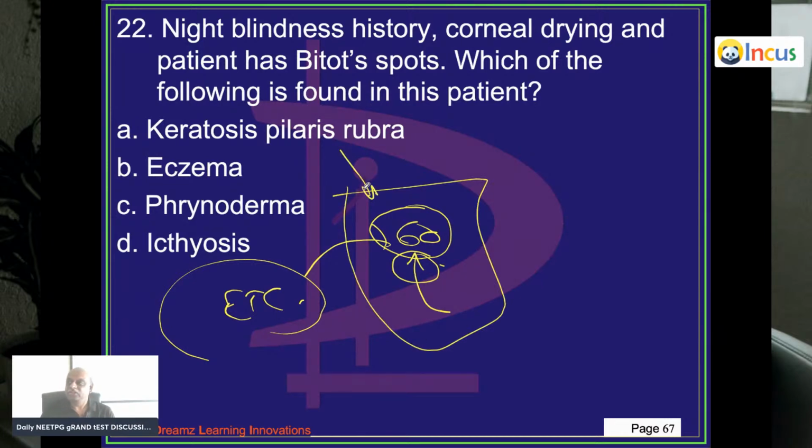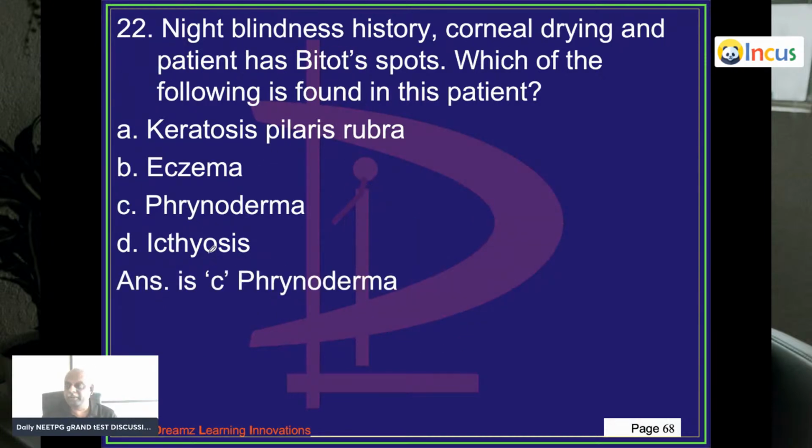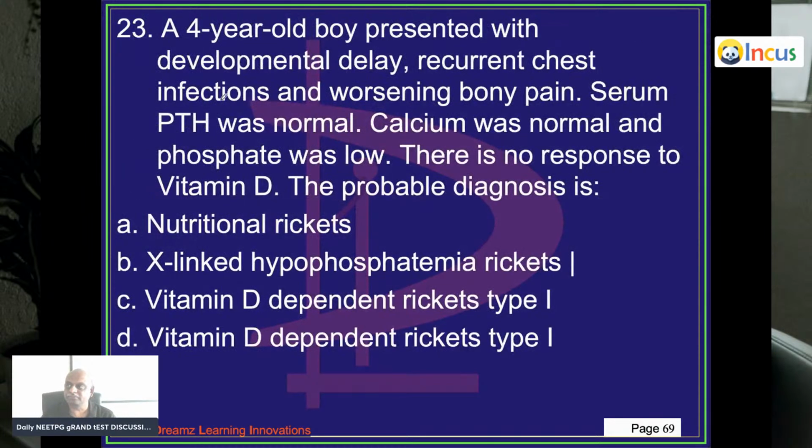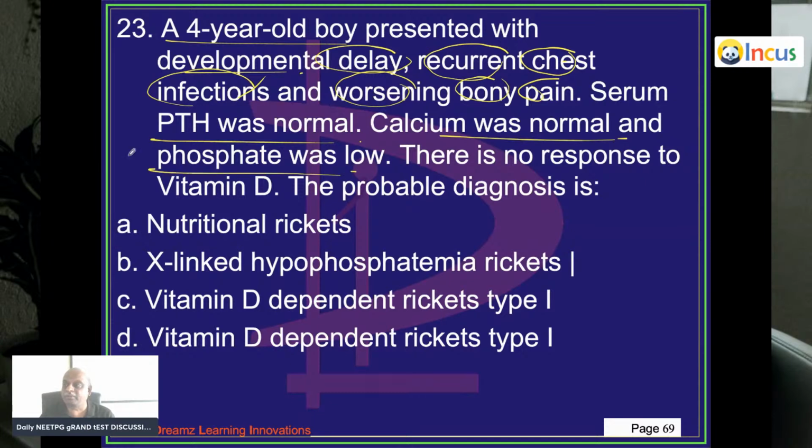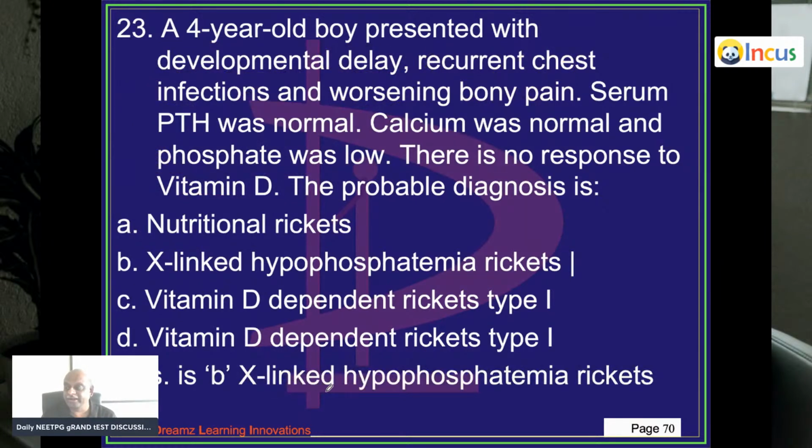Right? So night blindness history, corneal drying, Bitot spots, typically associated with phrynoderma. 4-year-old boy, developmental delay, recurrent chest infection, worsening bony pain, PTH is normal, calcium normal, phosphate is low. No response to vitamin D. So it is called vitamin D dependent rickets. But PTH is normal. So vitamin D receptor level resistance, where will you have, doctor?